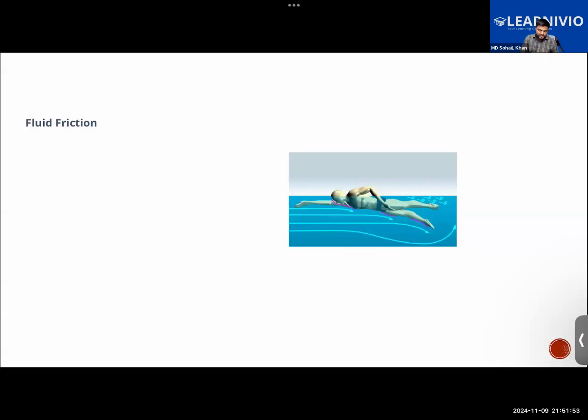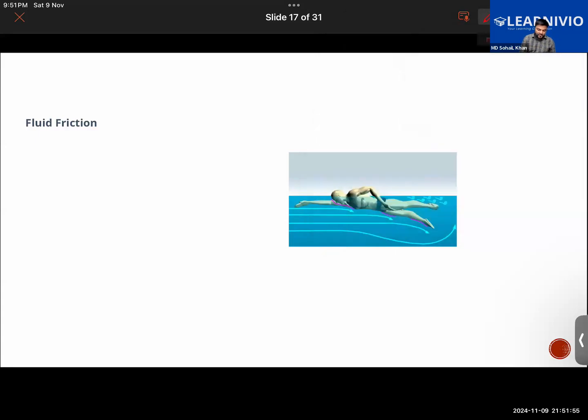Fluid friction depends upon several factors. It will depend upon the speed of the object. If the swimmer were to swim faster, he will experience more friction. And fluid friction depends upon the nature of the fluid also. Suppose the fluid is more dense, thereby the friction will be more.